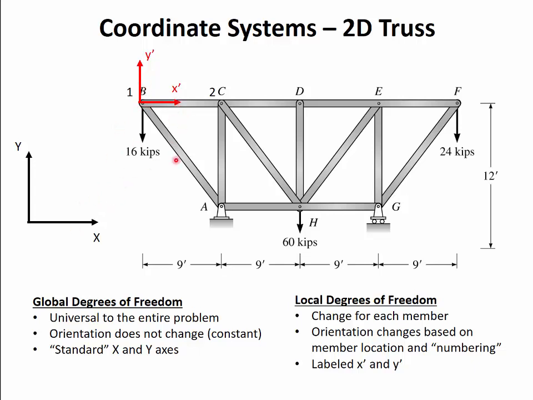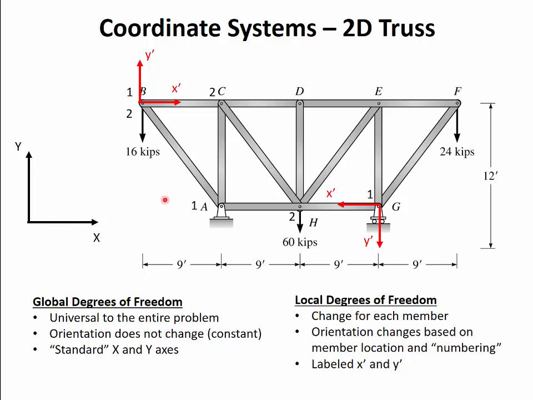So that's for member BC. Well, let's look at what happens if we go to member, say, GH. If we go in order from GH, node 1, node 2, so x prime starts at G and goes towards H. Using the right-hand rule, y would go positive downwards, right? So there's my local coordinate axis for member GH. It looks like that. So very different than XY.